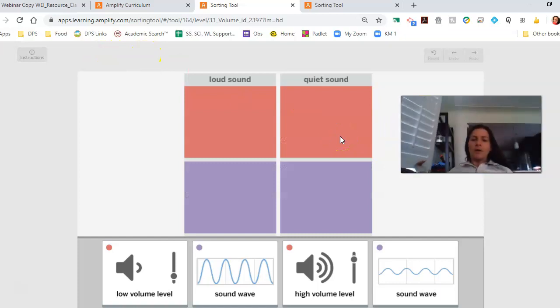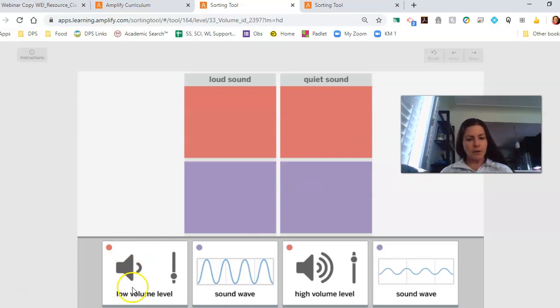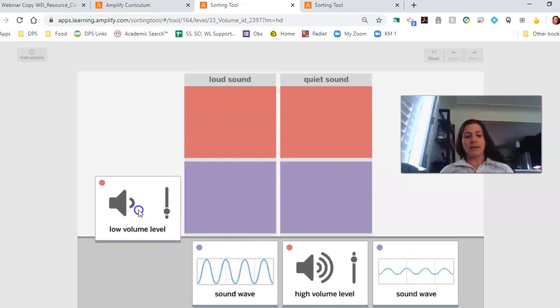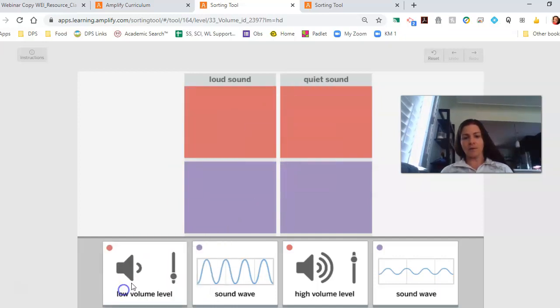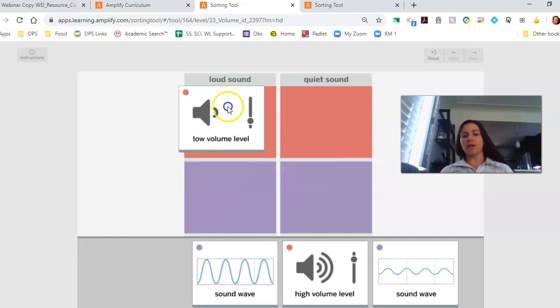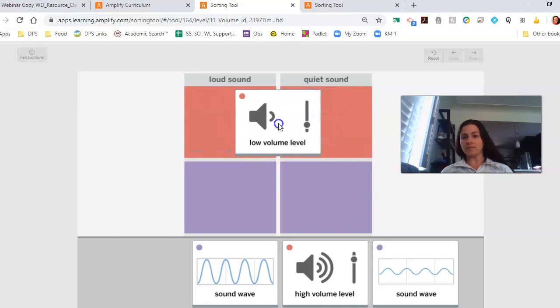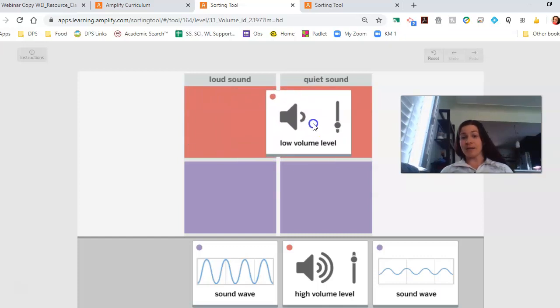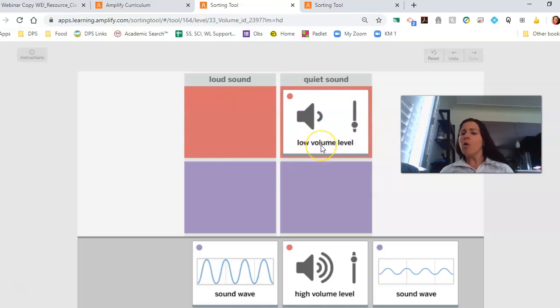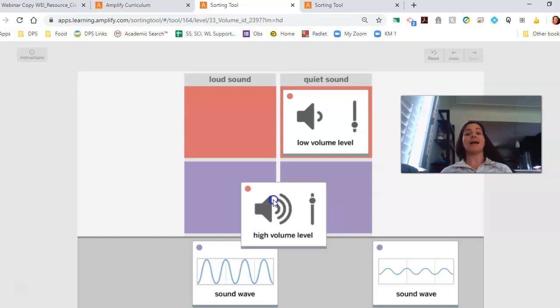Well, I tell you what. It looks like we have low volume level sound wave, high volume level sound wave. So this first one, low volume level, it has a pink dot, so it's either going to go here or here. Take a second and say out loud if you think it should go in loud sound or quiet sound. I bet you are telling me that this should go in the quiet sound because it's a low volume level. If the volume is low on the TV, it's really quiet. And you know what? Let's look at this one next because it's a pink dot. High volume level. Well, if the TV is on high, I think that's going to be a loud sound.